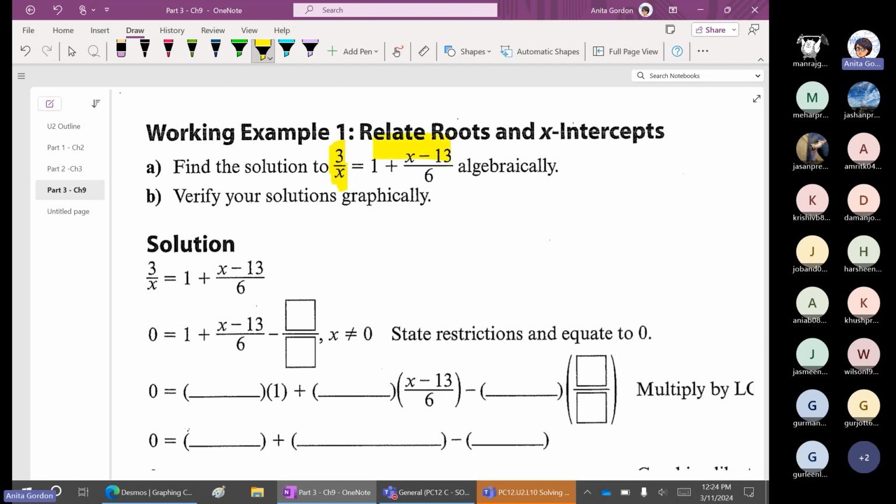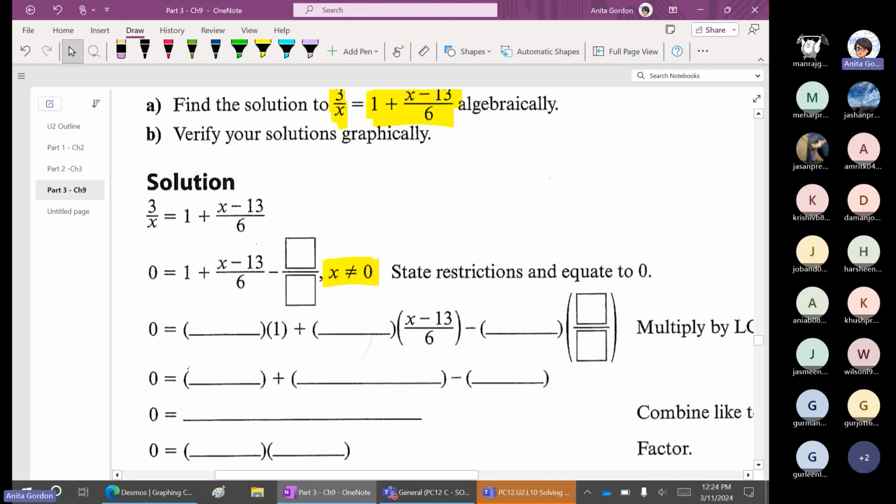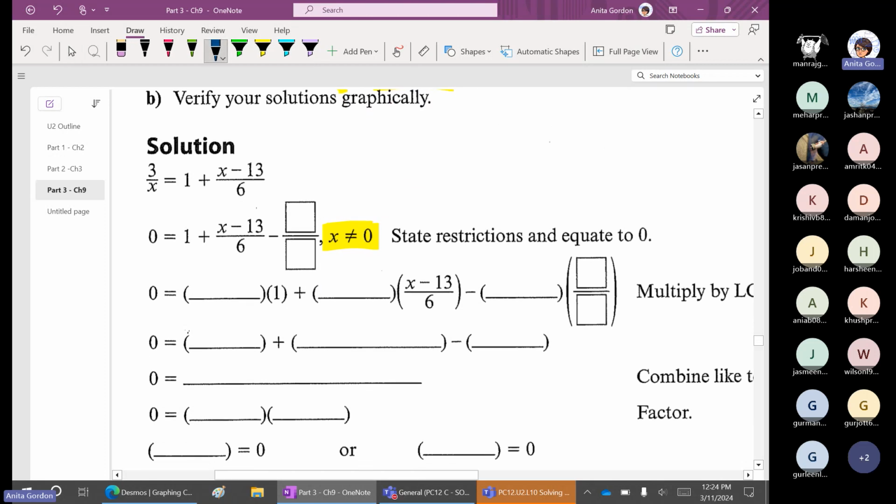3 over x on one side, 1 plus x minus 13 over 6 on the other side. Looking at the denominators, what is my restriction? x is 0 is my restriction, so that's got it there. So let's do some math together. We're going to move everything to the same side. So this is negative 3 over x now.